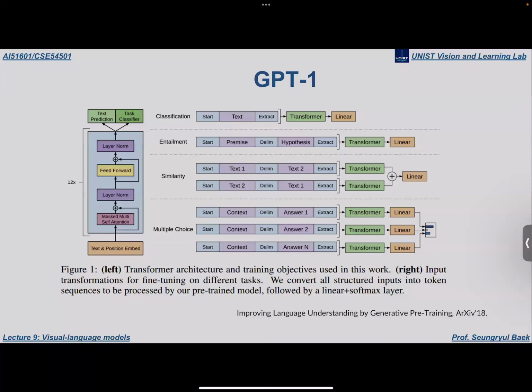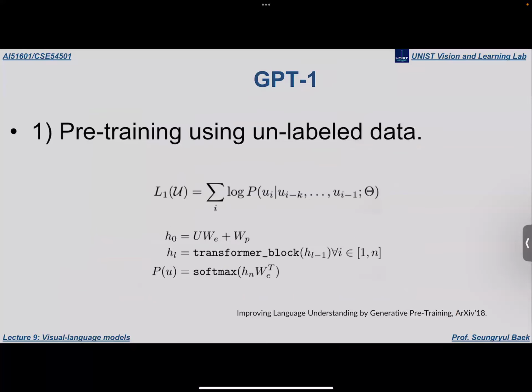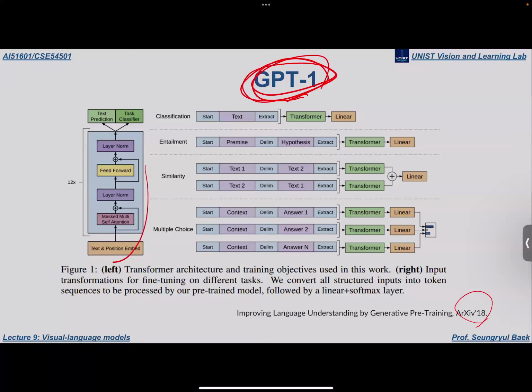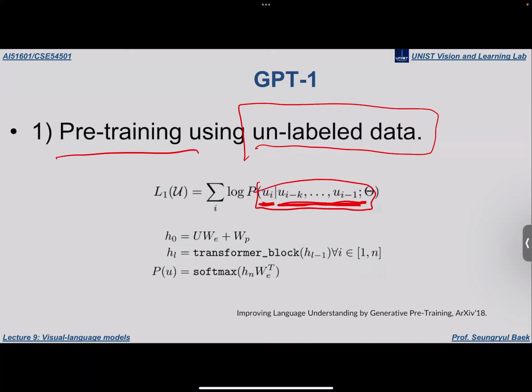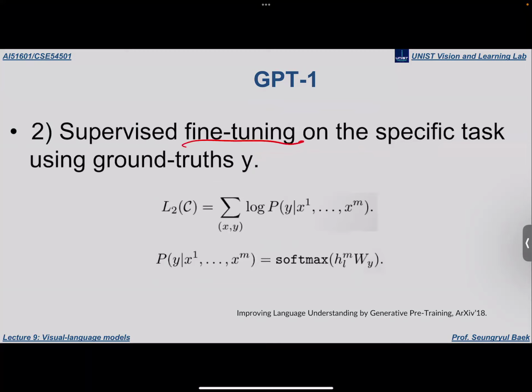Before explaining visual language models, I have to introduce some language models first. This is GPT-1, introduced by OpenAI in this arXiv 2018 paper, okay? They use the transformer architecture like this, with a self-supervisory signal: seeing only the previous words, they predict the next word. This can be achieved in a self-supervised way. So they first pre-train their transformer using unlabeled data in a self-supervised way, and then they fine-tune their network on some downstream tasks which have ground truth Y.